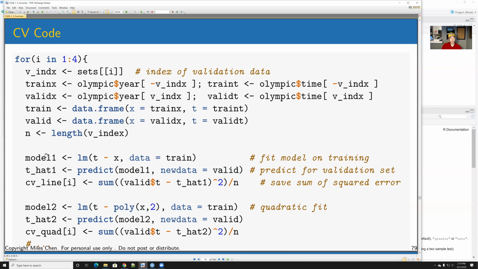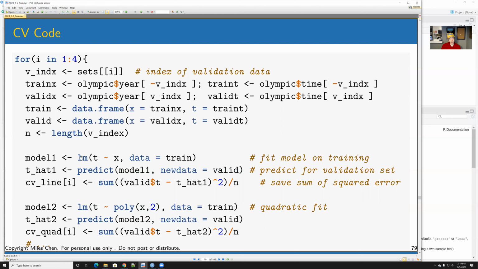Then, when I'm on validation set 1, I'm going to fit model 1, which is the linear model. We're going to predict T based on X using the training data only.